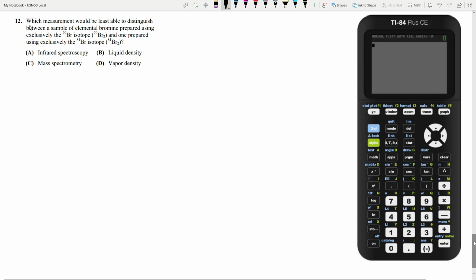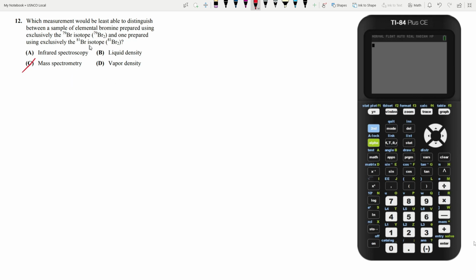Let's do the last question, question 12. Which measurement would be least able to distinguish between a sample of elemental bromine prepared using exclusively the bromine 79 isotope and one prepared using exclusively the bromine 81 isotope? The answer choice you can get rid of right away is going to be mass spectrometry. I don't know if I'm saying that word right, but mass spectrometry is the primary way you find what type of isotopes may be in some sort of sample.